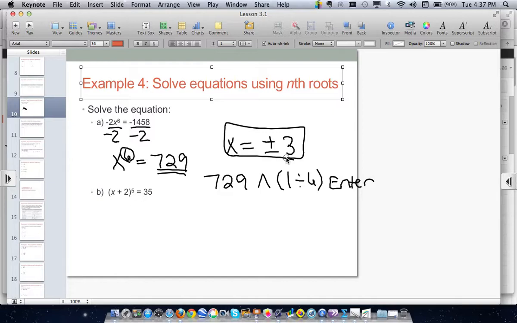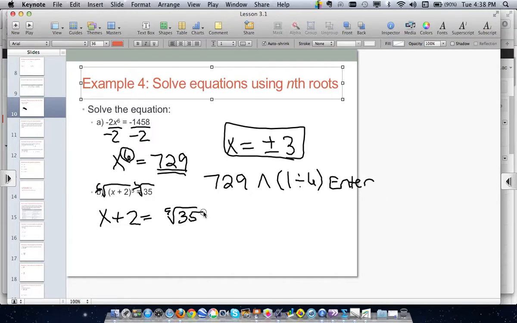Alright, so for example B, we have in parentheses x plus 2 raised to the 5th power equals 35. So we need to get rid of the exponent first so that we can get the parentheses by itself. So we're going to take the 5th root on each side. So that means x plus 2 is equal to the 5th root of 35.